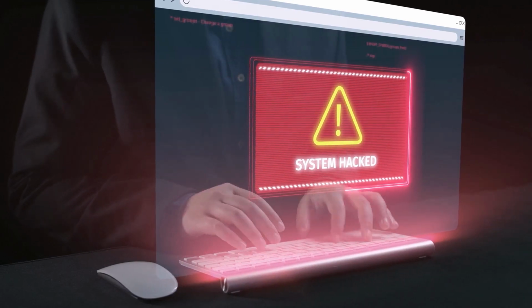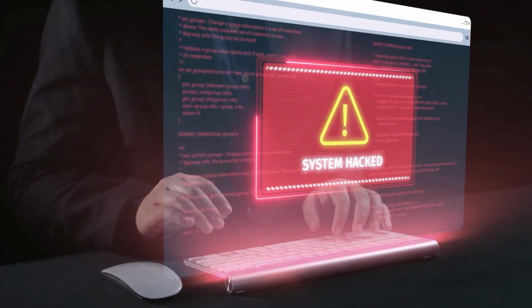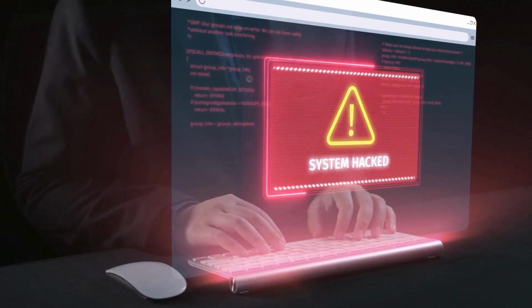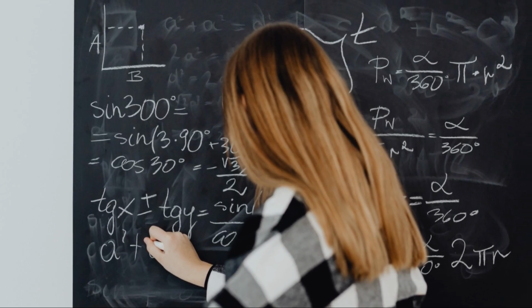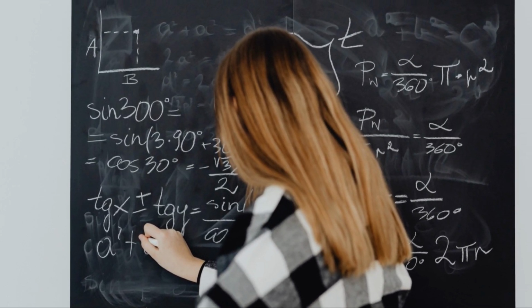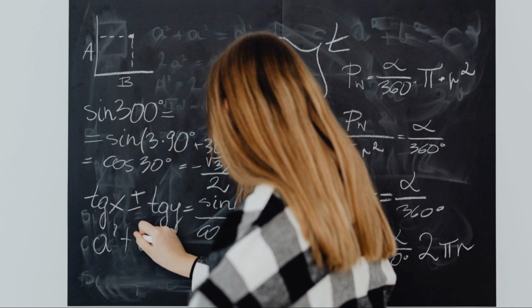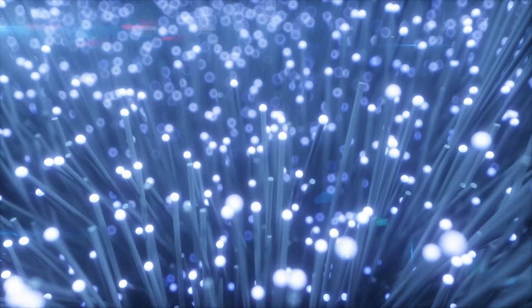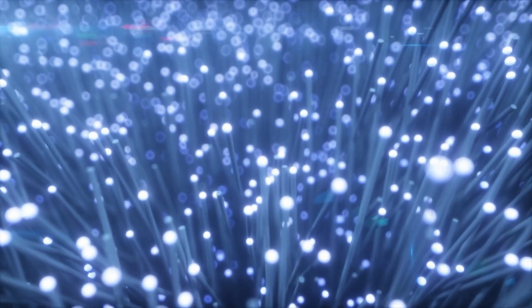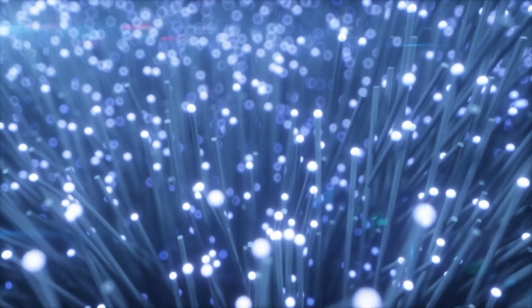In an age of ever-increasing cyber attacks and data breaches, the need for secure communication channels has never been greater. Quantum cryptography, leveraging the principles of quantum mechanics, offers a way to transmit information with unprecedented security. One of the most promising applications of quantum cryptography is quantum key distribution, or QKD.